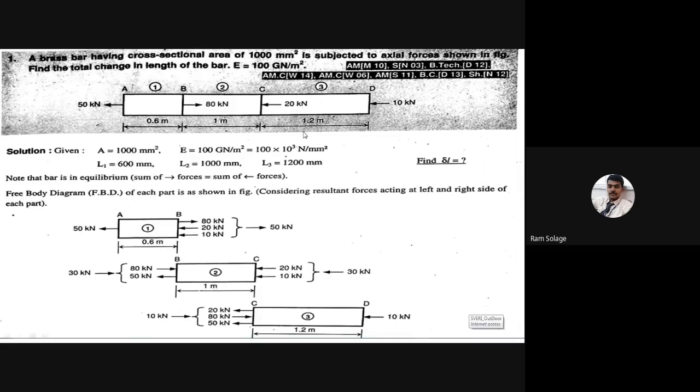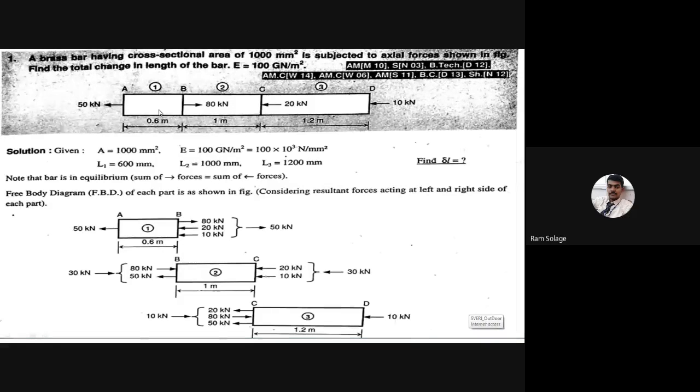But in type number 1 and type number 2, the applied force should be common. It may be 20 kilonewton, 30 kilonewton, or 40 kilonewton. In type number 1 and type number 2, the applied force on the bar will be common and should be one. But in type number 3, after seeing the diagram, see the number of forces acting on the body. See the forces.